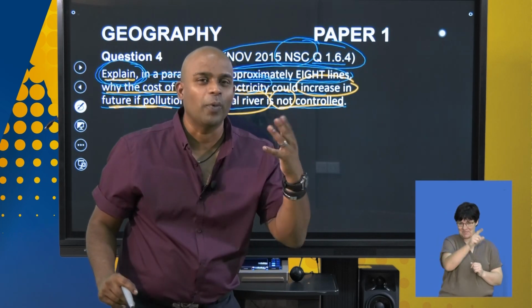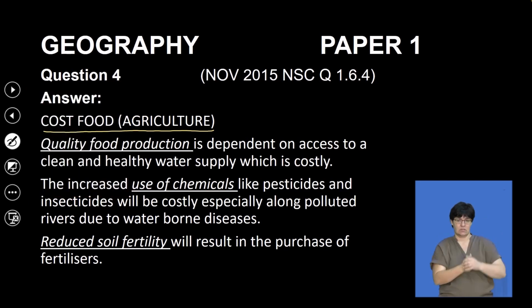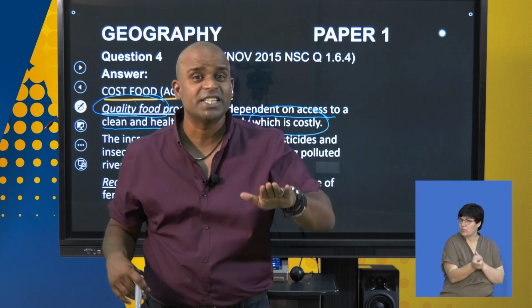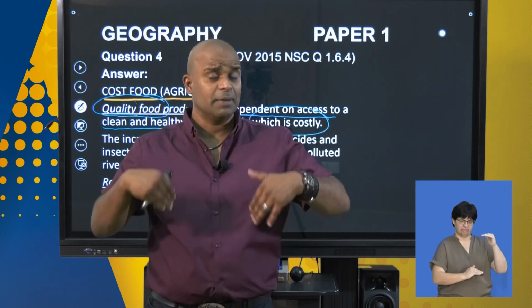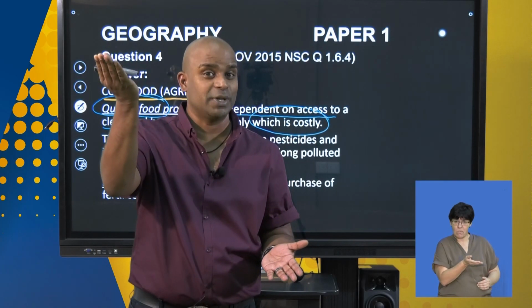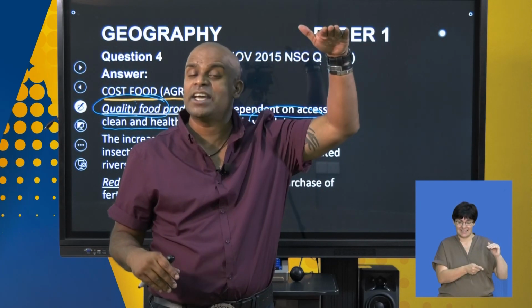Aha! Let's look at the way the responses were structured. In this particular example, note I've broken up the cost of food. I'm going to go back to my blue, and then how do I qualify food? The quality of food production is dependent on access to clean and healthy water, which is costly. So, what happens to food? The quality drops. If the quality drops, the production drops, which means that the food out there would increase in price, wouldn't it? So my responses need to be designed according to increasing costs.